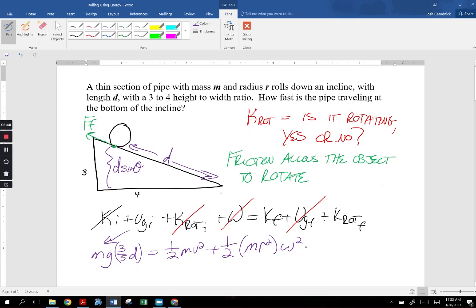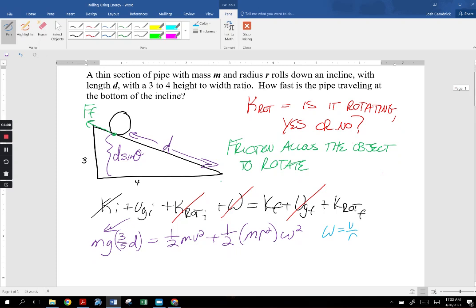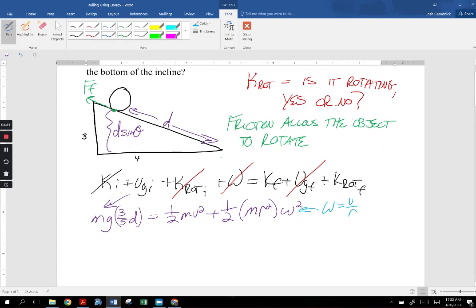Okay. Well, it says how fast is it traveling? All right. Well, fast is not angular. Fast is translational. So we have this angular velocity here that we don't want, but we do know that omega equals v over r, because we're using v equals r omega. I've just rearranged it for omega. I could substitute that in here. And first of all, masses are going to go away. So I'll rewrite this as 3/5 gd equals 1/2 v squared plus 1/2.